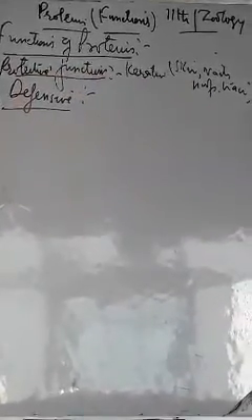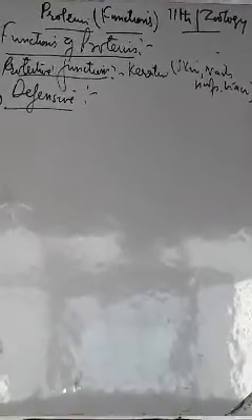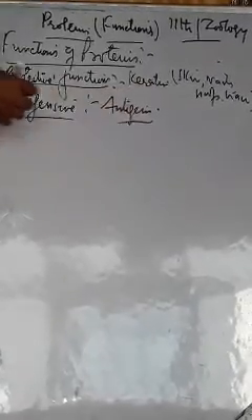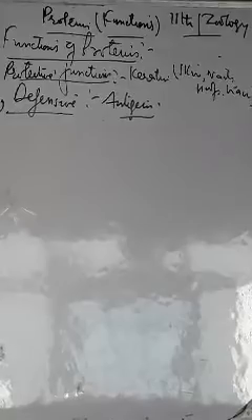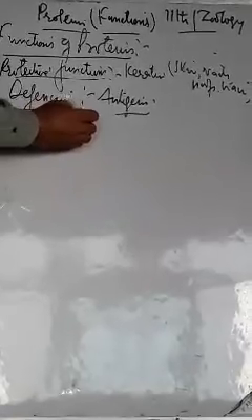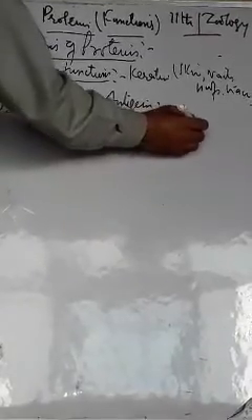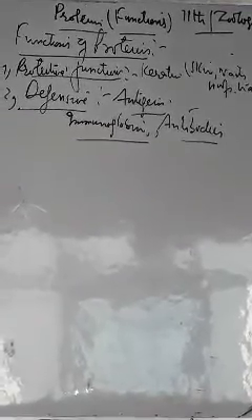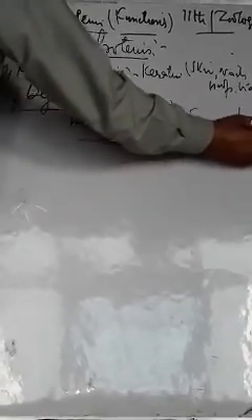Also, there are some proteins which are defensive in function. They show defense. They help in defense. They fight against the antigens and act as protective bodies known as immunoglobulins and also antibodies. Immunoglobulins are proteins. Antibodies are also proteins. These are the substances which help in defense and they are produced by lymphocytes in our body.